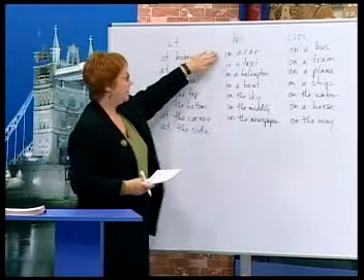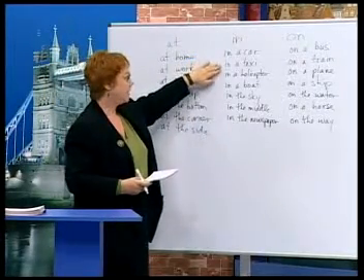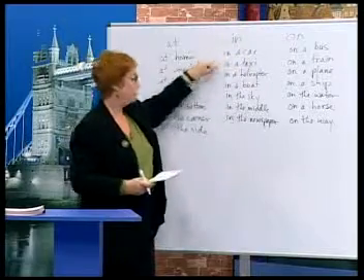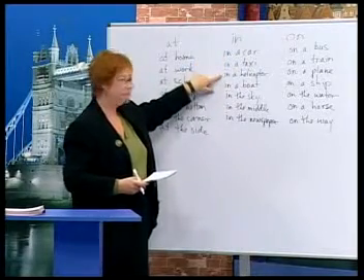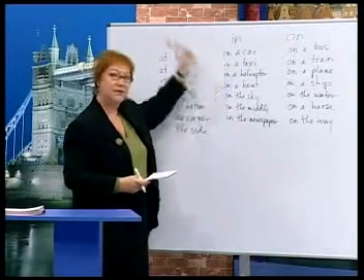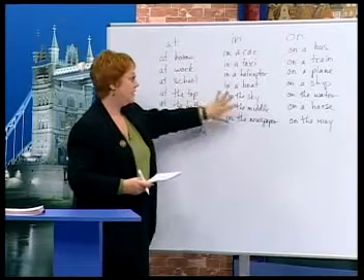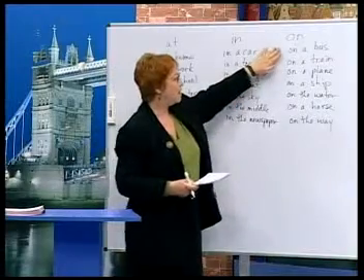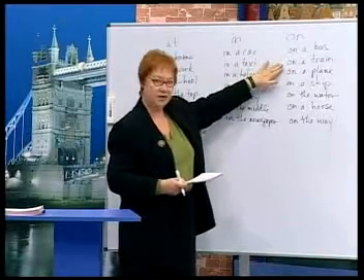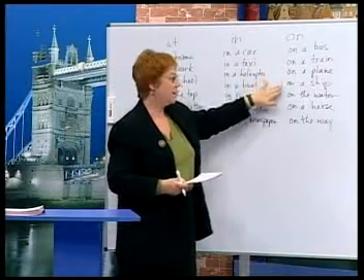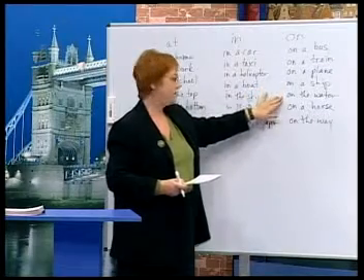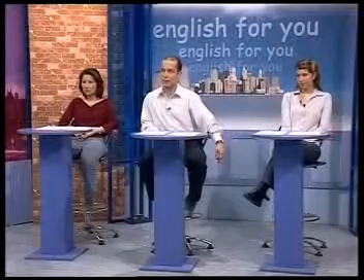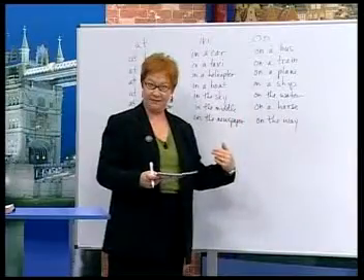Within, we have in a car, in a taxi, because a taxi is a car usually, in a helicopter, in a boat, in the sky, in the middle, in the newspaper. And with on: on a bus, on a train, on a plane, on a ship, on the water, on a horse. On the way is coming.